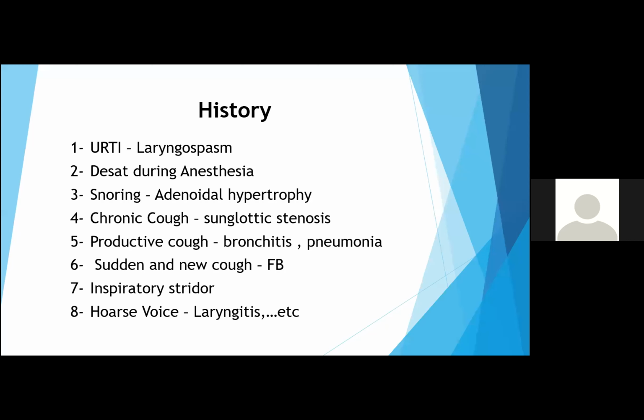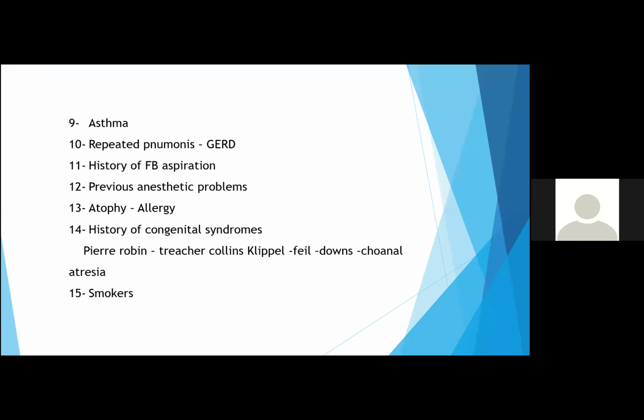epiglottitis. Asthma, repeated pneumonia, you need to think about gastroesophageal reflux disease, history of any foreign body aspiration, any previous problem with anesthesia, atopy, and also the most important, the history of congenital syndrome: Pierre Robin syndrome, Treacher Collins syndrome, Down syndrome, choanal atresia, and smoker.